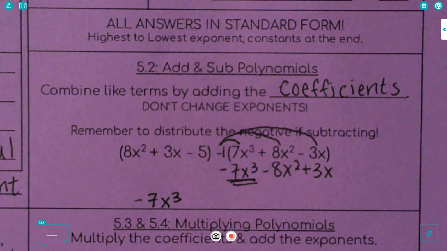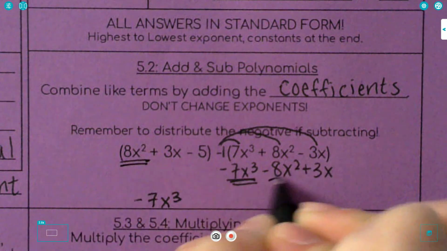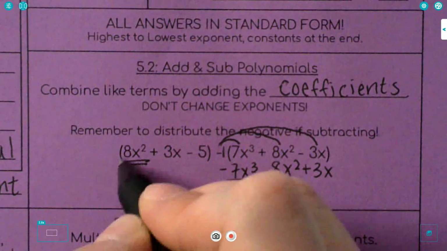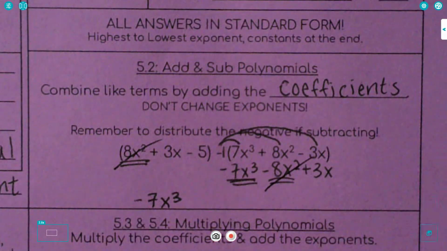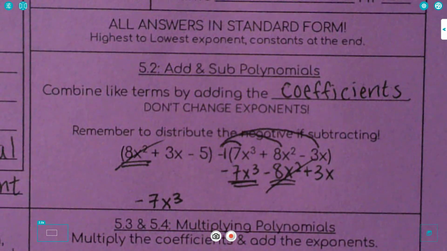Then I would do my x squareds. Right here I've got 8x squared and -8x squared. What happens to those? They cancel out. What do you write down? Nothing. One of the most common mistakes I see being made still is people writing down x there, or x squared. 8 minus 8 is 0, not 1.